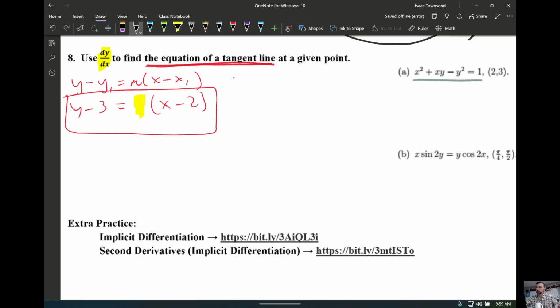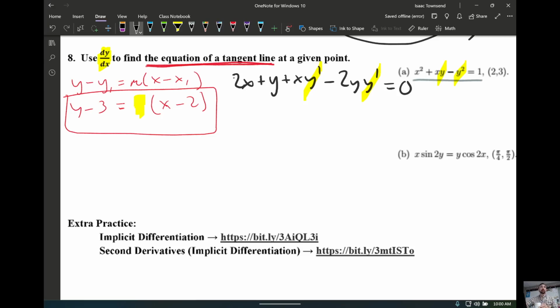So x squared would become 2x. These are all with respect to y. xy, you'd have to do product rule. The derivative of x with y left alone plus x left alone times the derivative of y. I'll highlight it because I took the derivative of the y. Minus the derivative of y squared, which would be 2y, y prime because I'm taking the derivative of the y, and that would be equal to 0 because the derivative of the constant is 0.